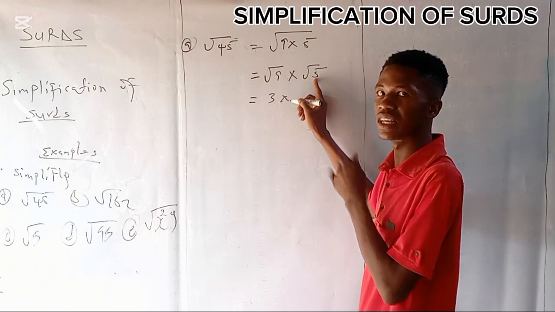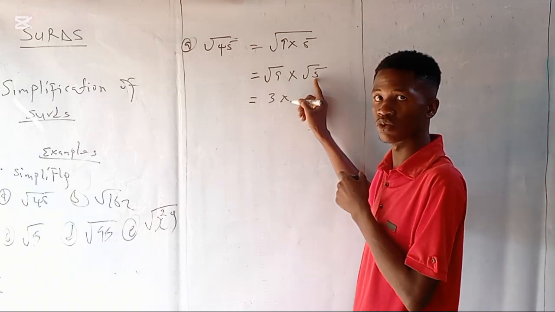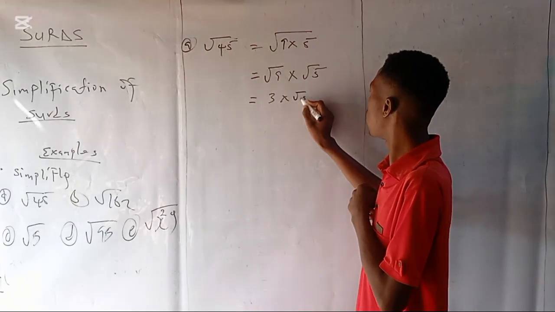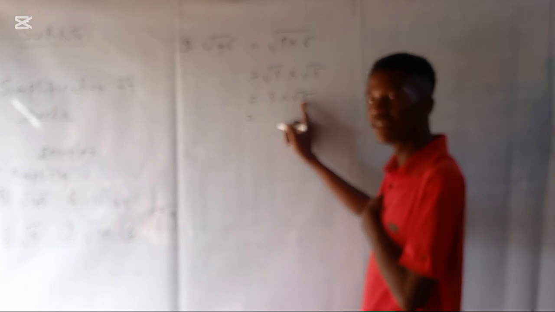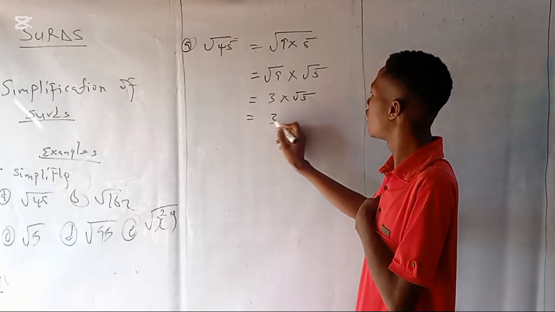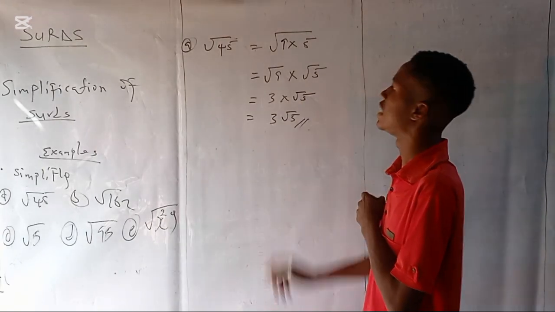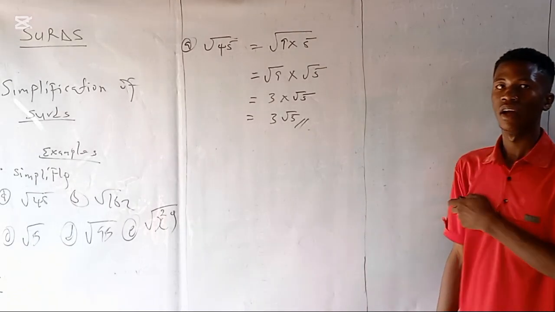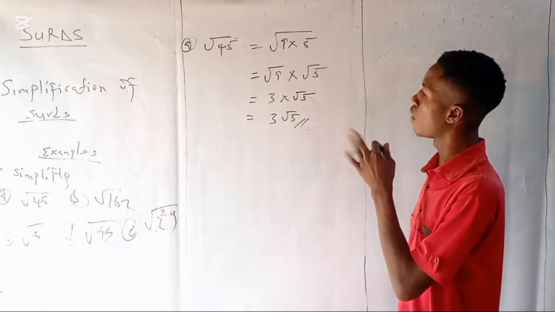Root 5 is an irrational number, it's not a perfect square, so we don't express it further. So 3 times root 5 equals 3 root 5. That's the answer for A. So let's go to letter B.